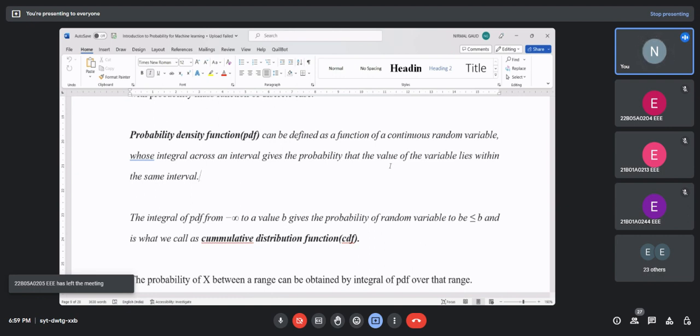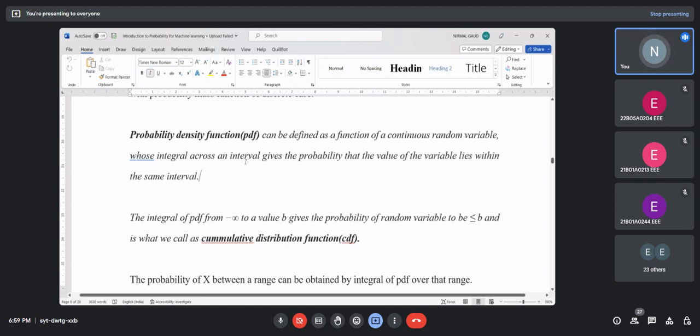I hope you understood what I said in simple terms. This probability density function is a function. I need to perform the integration over a limit, over an interval. And after applying the integration, the result which I'm going to get over this interval is going to give me the probability.